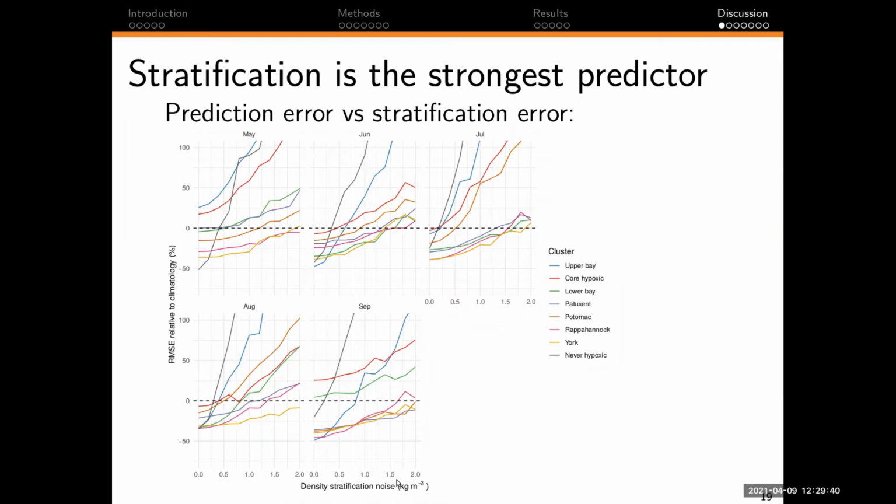The x-axis here is the standard deviation of the random Gaussian noise that I added to the density stratification anomalies. And the y-axis is the root mean square error relative to the climatology. So values below 0 indicate forecast skill, which, as those target diagrams I showed before show, we do have. As you increase the stratification noise, that skill goes away. Generally, we need to know the density stratification with an error of no more than about 0.5 to 1 kilogram per cubic meter. So if we could forecast the stratification with that kind of accuracy, we would have some hope of being able to forecast the dissolved oxygen in the bay.